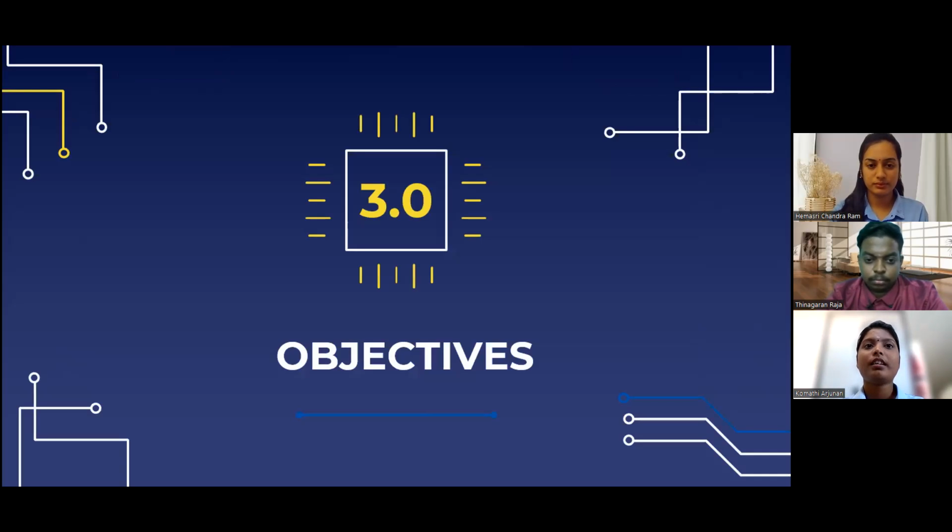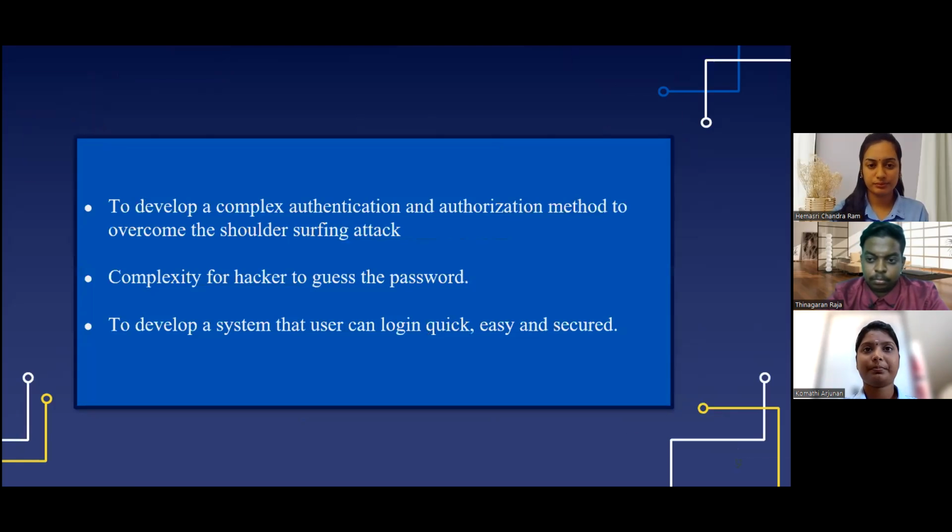Now we're moving on to the objectives of our project. The main objective is to develop a complex authentication and authorization method to overcome the shoulder surfing attack. Secondly, to make it complex for hackers to guess the password. Then, to develop a system that users can log in to quickly, easily, and securely.